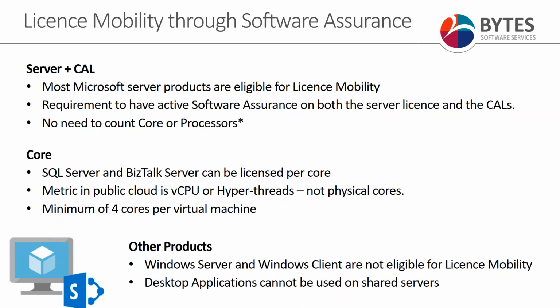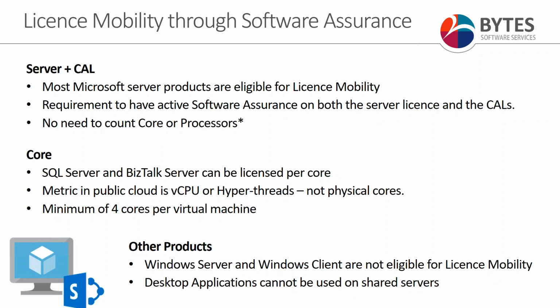If we look at license mobility in more detail, there are two options for licensing most Microsoft Server products: per core, or per server with client access licenses. Most server products are eligible for license mobility, including those licensed in the server plus CAL model. This is where you license the actual server itself and then you buy client access licenses. Products such as SQL Server, SharePoint, Exchange, Skype for Business, etc. can all be licensed in the server and CAL model.